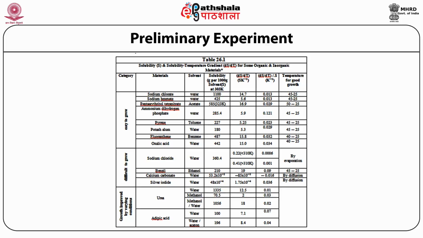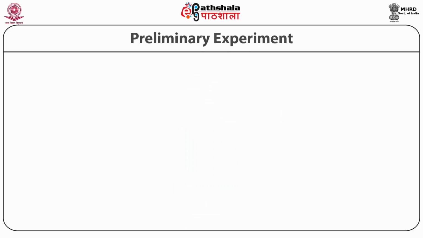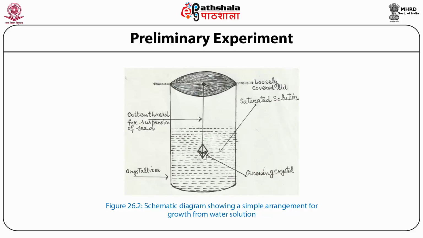Then the list of solvents is provided. The solubility in gram per 1000 gram of solvent at 303 K is provided. dS/dT is provided. dS/dT by S is given. Temperature for good growth is also given and compiled in table 26.1 for some materials. Figure 26.2 is a schematic diagram showing a simple arrangement for growth from water solution.